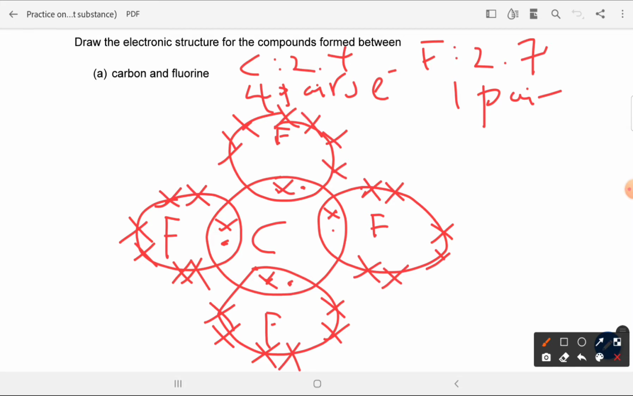Okay, how about for carbon? The dots are the electrons for carbon. So carbon should have 4 valence electrons, 4 dots. Correct. So for carbon and fluorine, the valence shells are correct.